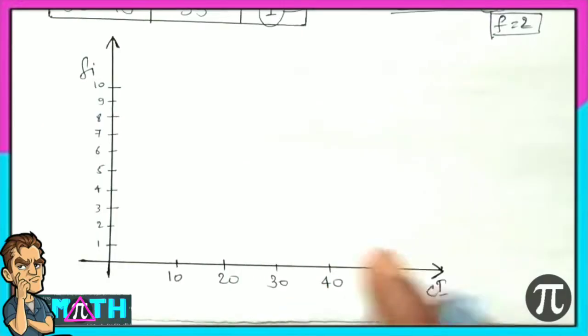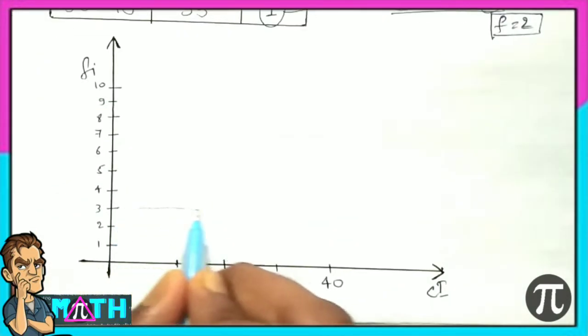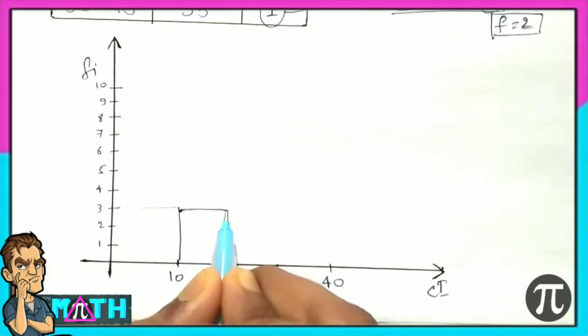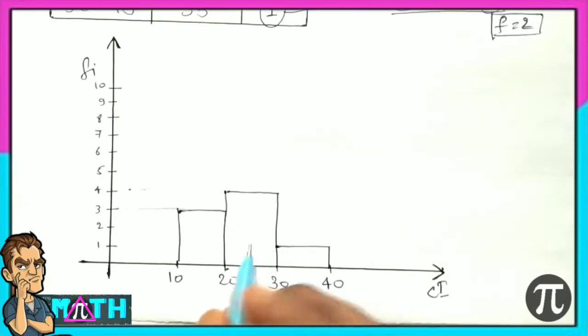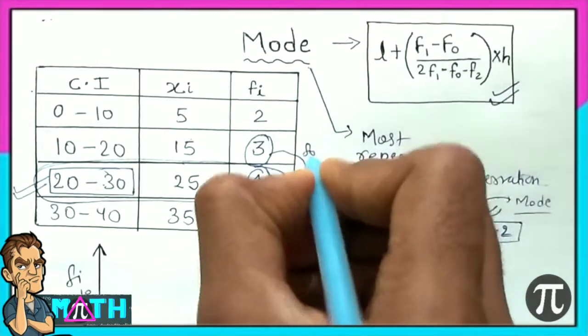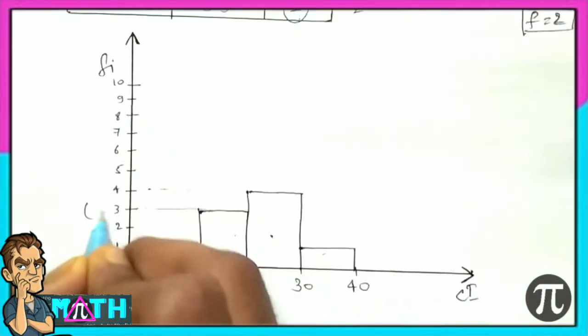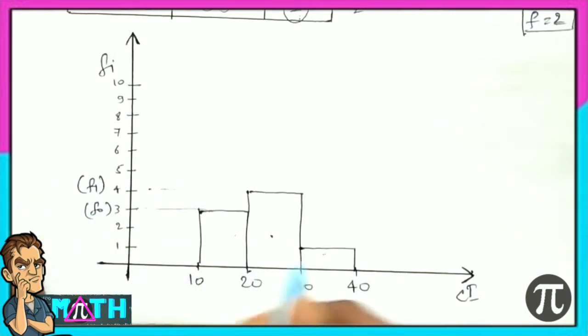And now as you can see, the class interval from 10 to 20 has frequency 3, so we plot it at frequency 3. Now we plot all the ci like that. Now the modal class frequency is f1, its backward is f0 and forward is f2. So the frequency of the backward class is f0, the modal class is f1 and the forward class is f2.